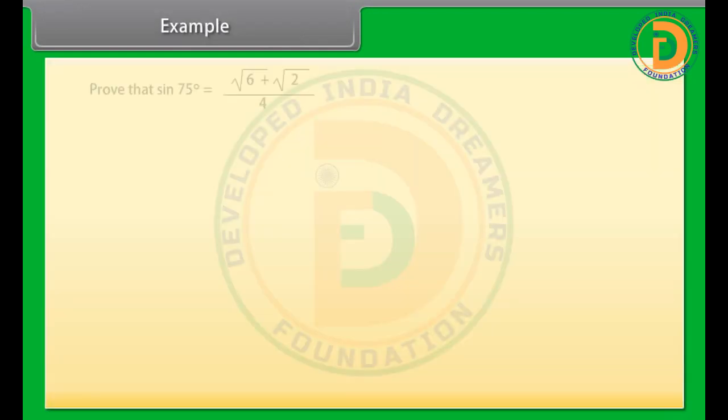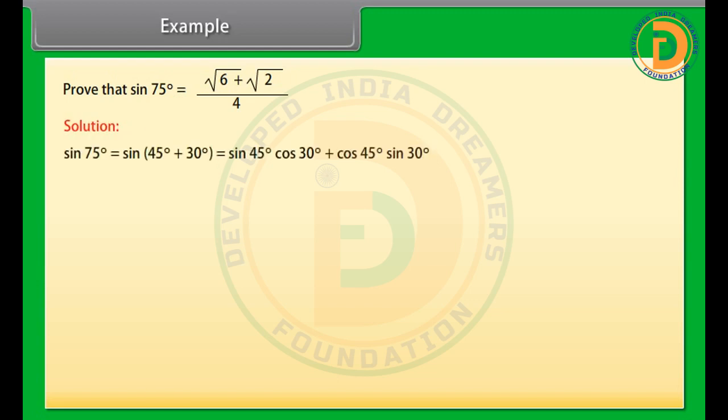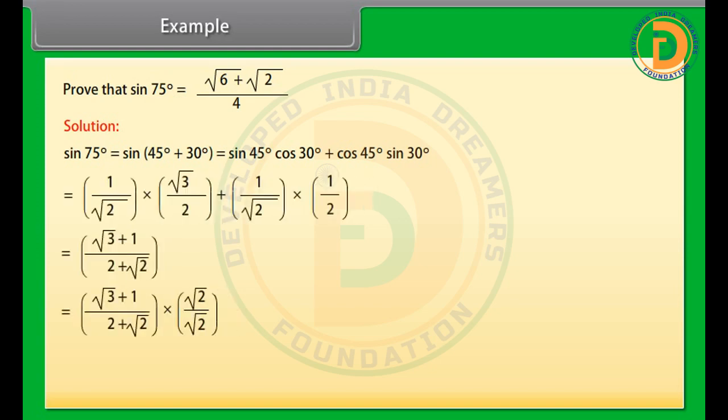Example. Prove that sine of 75 degree is equal to under root 6 plus under root 2 by 4. Solution. Sine of 75 degree is equal to sine of 45 degree plus 30 degree. That is sine 45 degree into cos 30 degree plus cos 45 degree into sine 30 degree. By solving it, we get under root 6 plus under root 2 by 4.